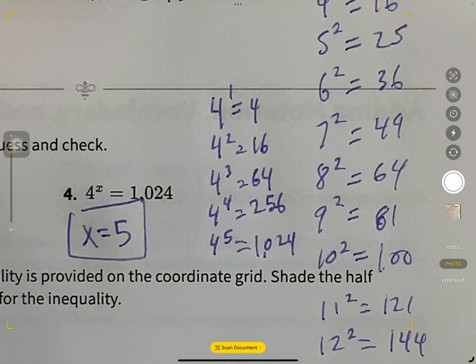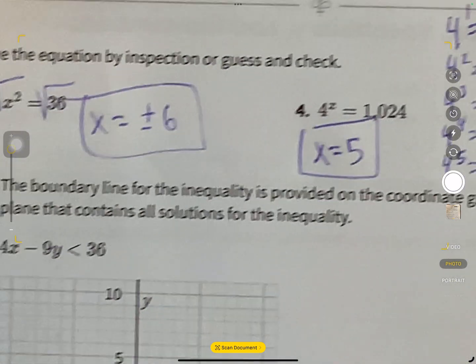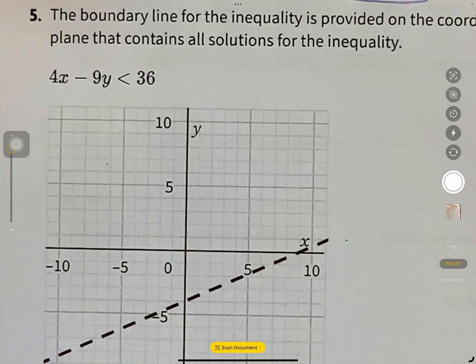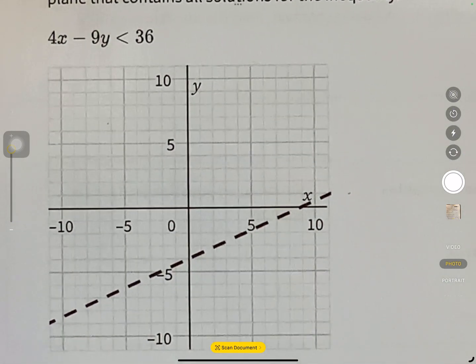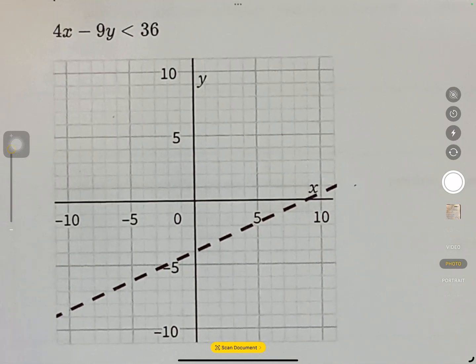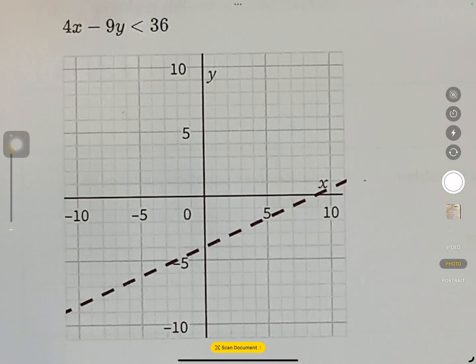There are other ways to do that, but for right now, that's what we're doing. We don't have a lot of those. All right, come down here. It tells us this is the inequality, and it wants us to shade. Okay, so hopefully you have a crayon. Pause to get a crayon. If you don't have a crayon, pause it.